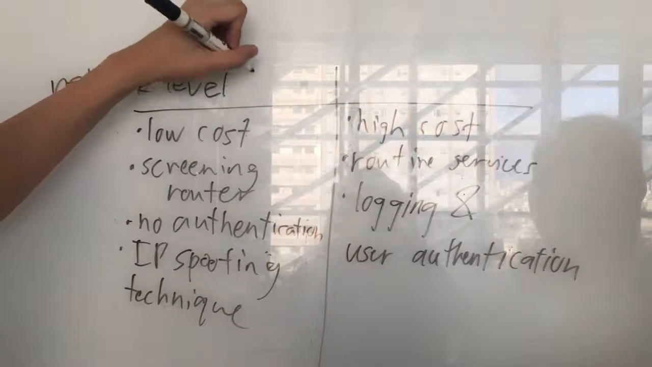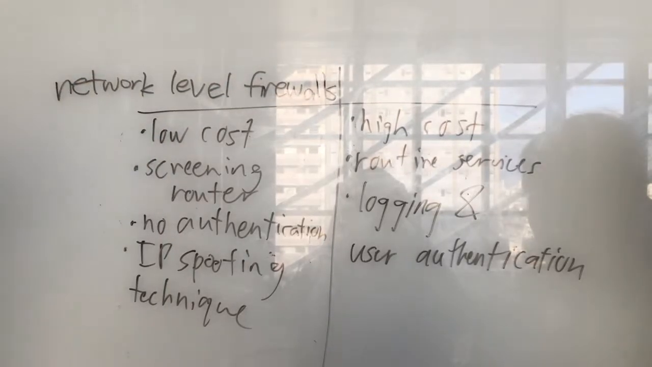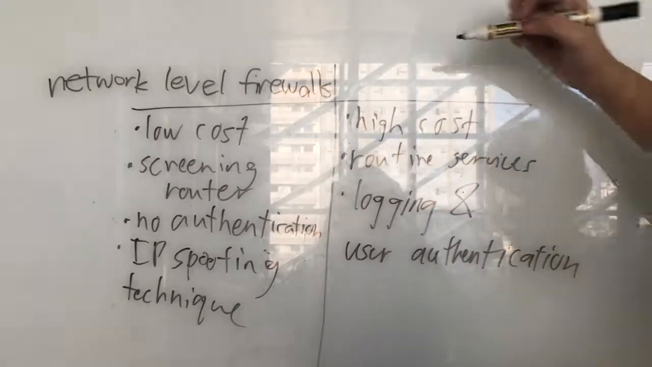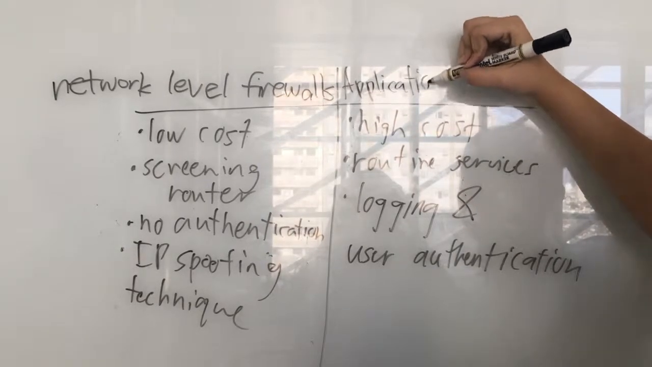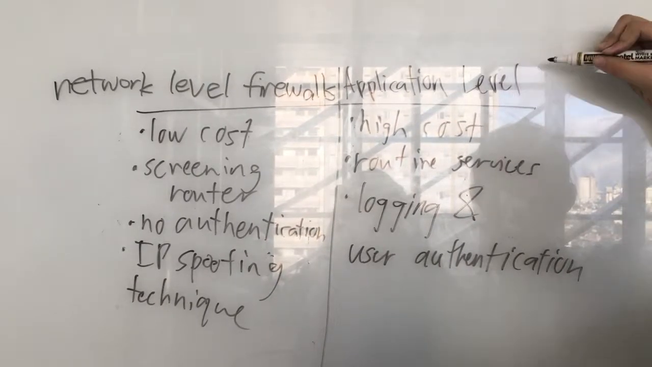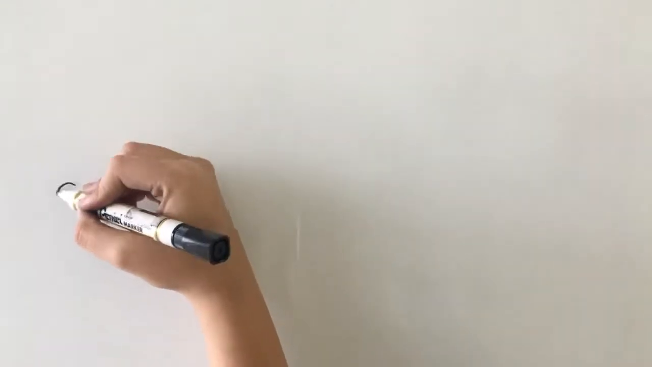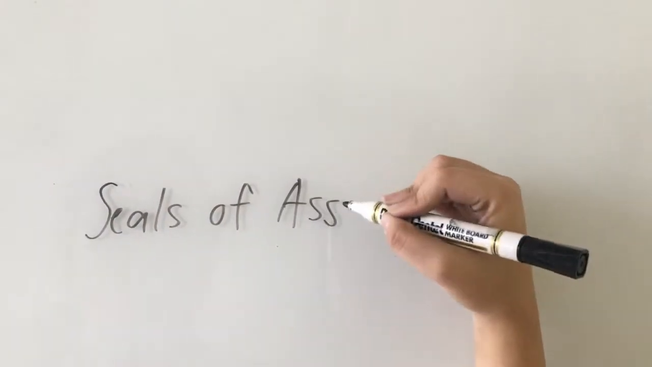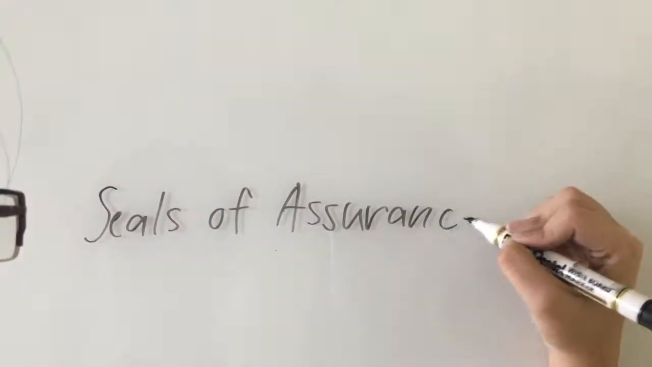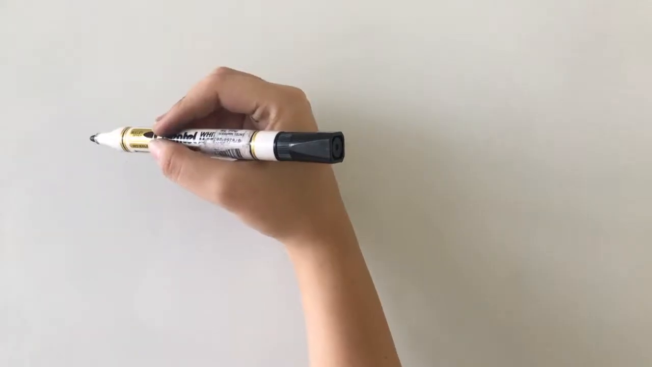As for application-level firewalls, they have high-level or high-cost customizable network security, allows routine services and email to pass through, and perform sophisticated functions such as logging or user authentication for specific tasks. Seals of assurances are offered by trusted third-party organizations. These seals can be displayed by businesses on their websites.